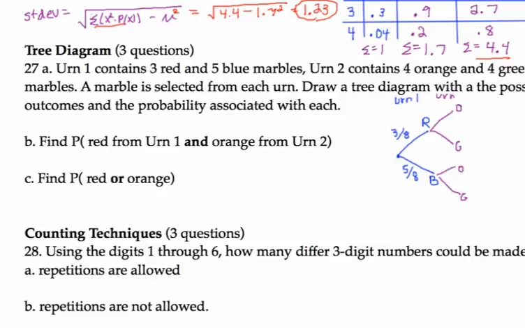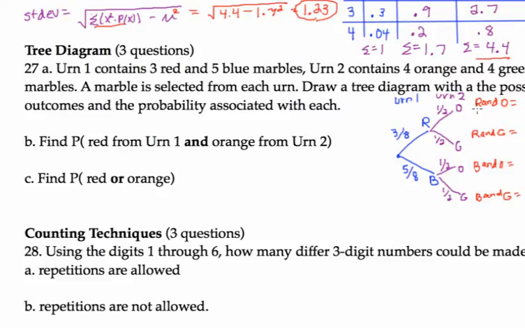So then let's add in urn 2. After we choose that red ball, what's the probability of getting an orange or a green? There's 4 of each, so the probability of getting an orange is half, and green is half. Same thing down here. After we get the blue, the probability of getting an orange is a half, and green is 1/2.